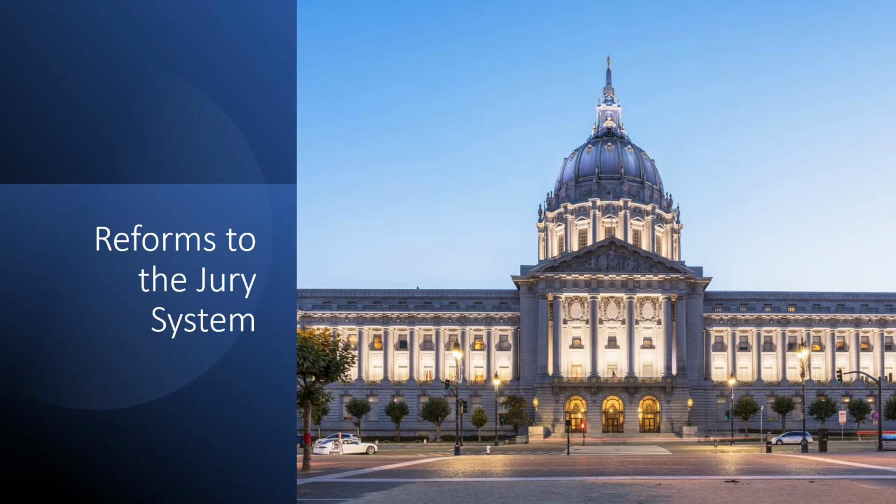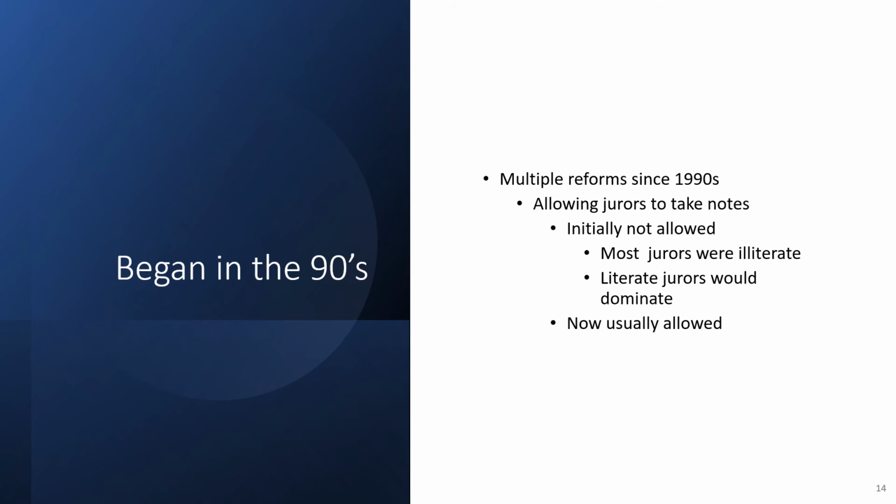Okay, moving on. Let's talk about reforms to the jury system. So what changes have been made since we started having regular juries? Well, really, it kind of began in the 90s. There were multiple reforms. First one was allowing jurors to take notes. It didn't used to be allowed because some jurors couldn't read or write. They were illiterate. And they didn't want those that could read or write to say, well, I took notes, and according to my notes, this is what was said. And they didn't want those literate jurors to dominate.